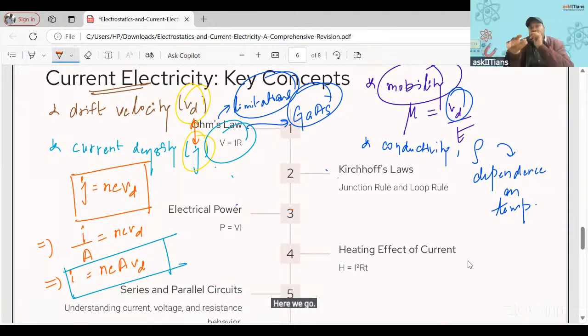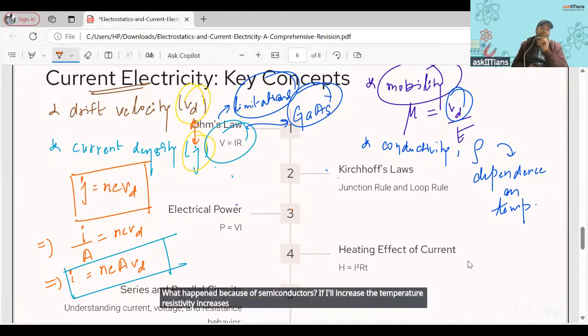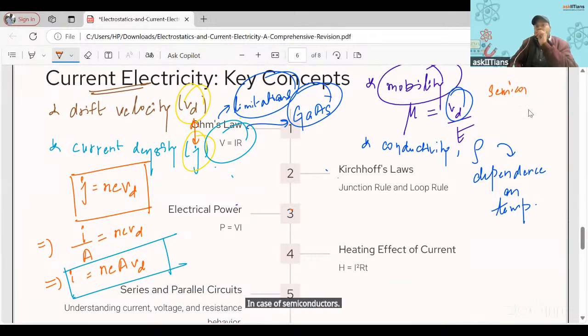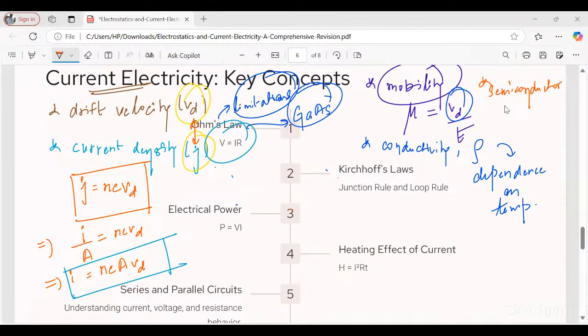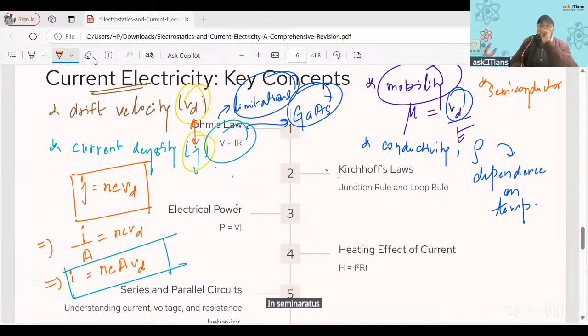So what happens in the case of semiconductors? If I increase the temperature, does resistivity increase or decrease? In case of semiconductors, what do you think? What happens? In semiconductors, it's the other way around, right? Can you tell me why?